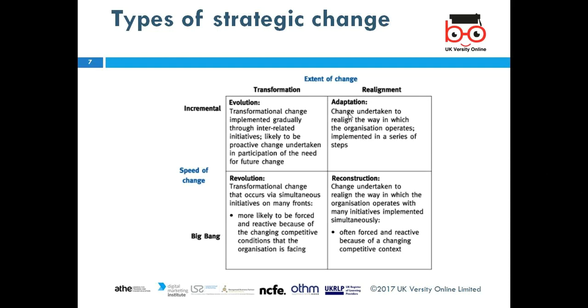Transformation, incremental change is implemented gradually through interrelated initiatives. It is likely to be proactive change, undertaken in anticipation of the needs for further or future change, which we need to look at. Alignment, realignment, so we need adaptations. Change is undertaken to realign the way in which the organization operates. So that's what we need to look at.